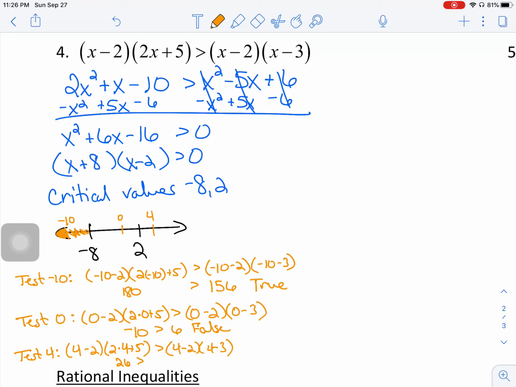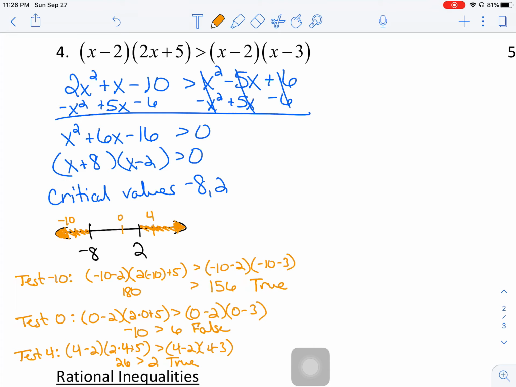All right, so the left side turns into 26. The right side turns into 2. So I have the statement 26 is greater than 2. That is 100% a true statement. So that's going to test all those values greater than 2.